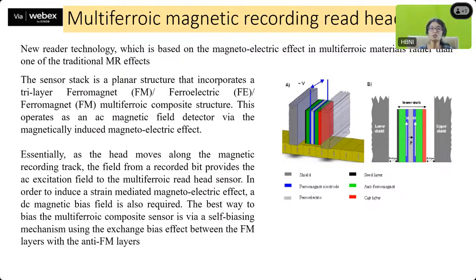Now in order to induce a strain-mediated magnetoelectric effect, a DC magnetic bias field is also required. So the best way to bias this multiferroic composite sensor is via a self-biasing mechanism using an exchange bias effect between a ferromagnetic layer and the antiferromagnetic layers, as is shown over here.